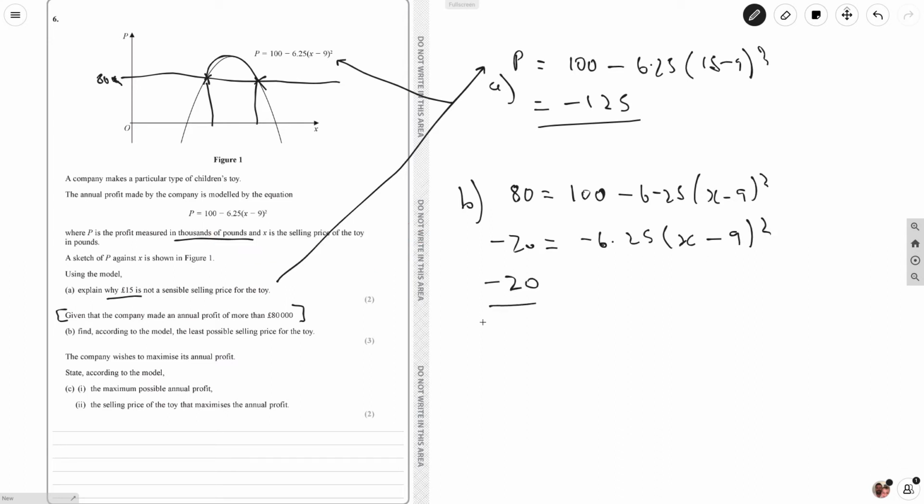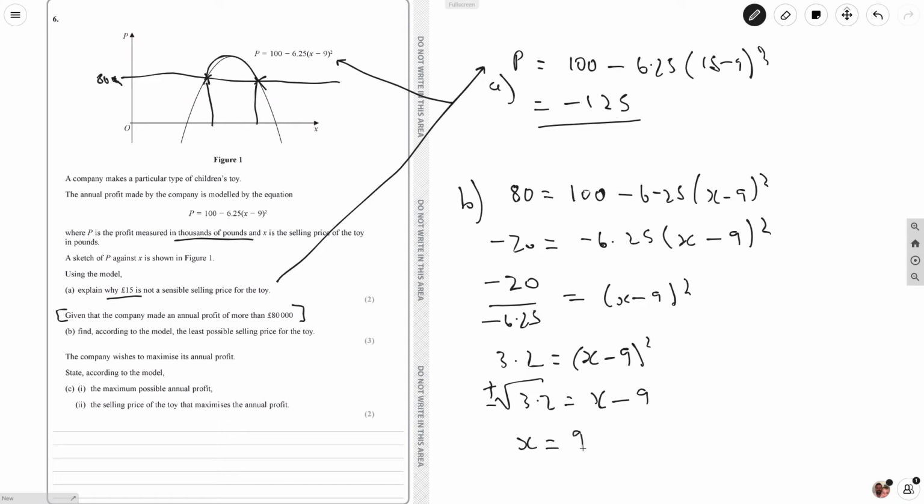Divide both sides by the minus 6.25. Square root both sides. And don't forget, really, it's plus or minus. When you've got a square root, when you square root a number, you can have a positive or negative answer. Okay, so now if we just bring that minus 9 across, we get this answer, which of course we can just put in our calculator.